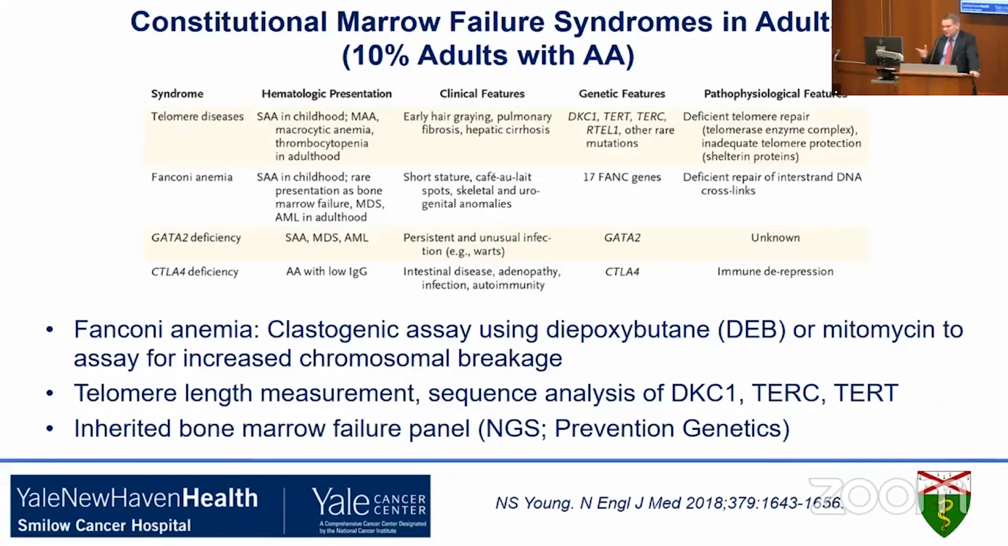For Fanconi anemia, we have a clastogenic assay. For telomere biology disease, we have telomere length measurements. And we do have genetic testing, a special mutation panel, which we use to diagnose genetic abnormalities which may be seen in these patients with constitutional marrow failure.